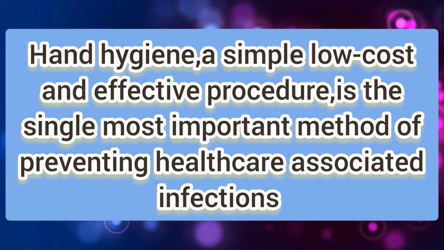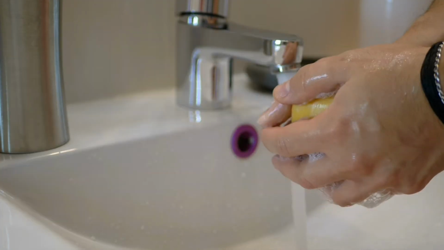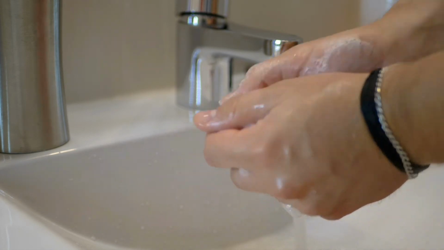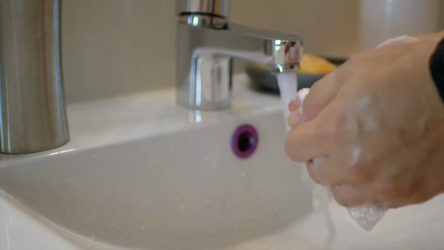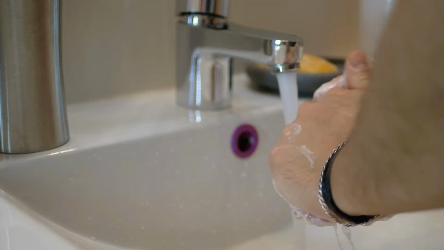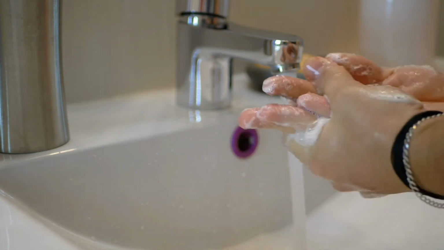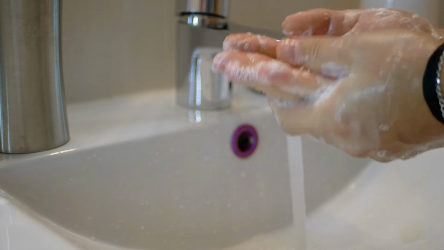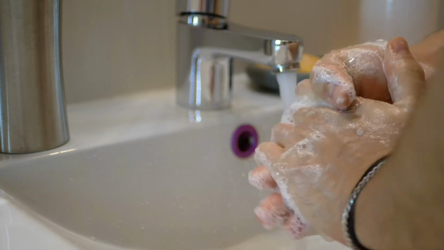Hand hygiene, a simple, low-cost and effective technique, is the most important method for preventing healthcare-associated infections. Everybody in the healthcare facilities, including patients, visitors and clinical staff, could help to prevent these infections by cleaning their hands frequently. Hand hygiene could be performed with soap and running water for 40 to 60 seconds or by thoroughly rubbing your hands with an alcohol-based hand sanitizer for 20 to 30 seconds.